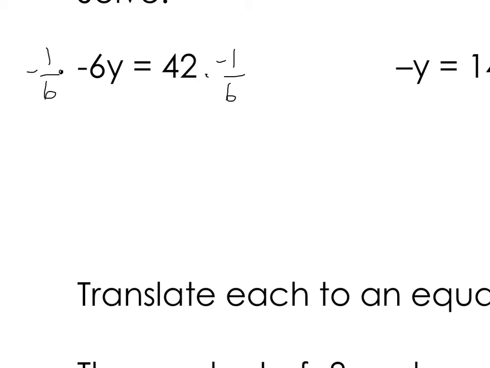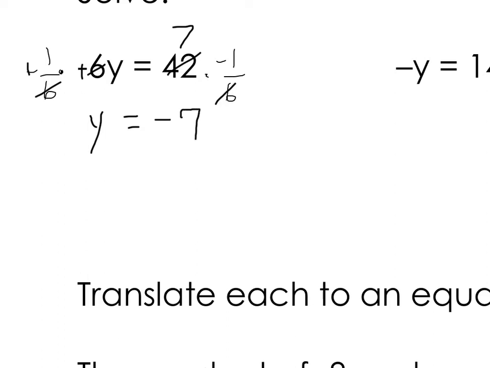That will give you, on the left-hand side, the negative times a negative will give you a positive. The 6's will cancel, so you'll just have y. On the right-hand side, the 6 will go into 42 7 times. You have a negative 7 times negative 1, so your answer is negative 7.